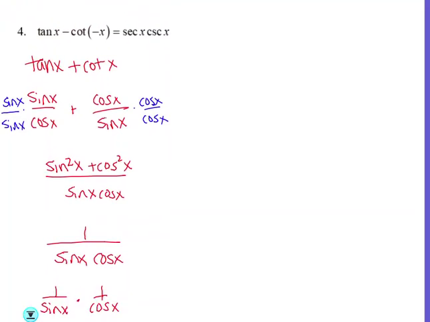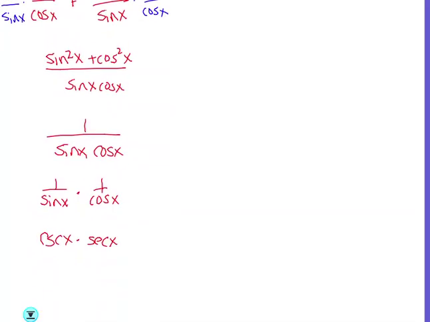We want secant of x times cosecant of x, so we just switch the order because multiplication is commutative, and we are finished. So these are just a few examples of some things that you might see as you are verifying trig identities. As we discussed in the last video, switching everything to be in terms of sine and cosine can be helpful. Sometimes you need to split up fractions, sometimes you need to get common denominators.